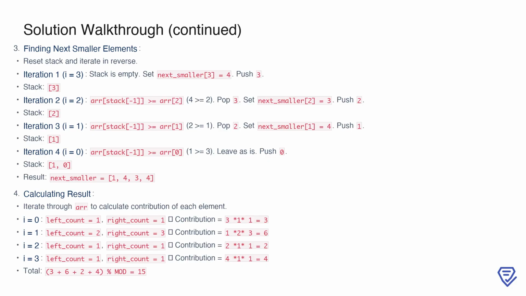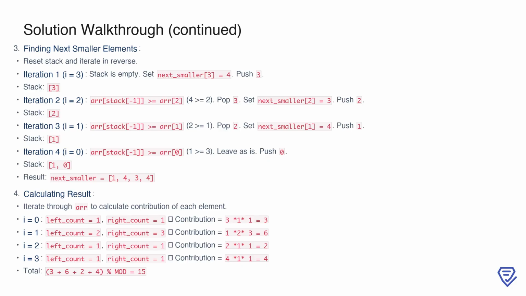For i equals 0, left_count equals 1, right_count equals 1, so the contribution is 3*1*1 equals 3. For i equals 1, left_count equals 2, right_count equals 3, giving a contribution of 1*2*3 equals 6. For i equals 2, left_count equals 1, right_count equals 1, so the contribution is 2*1*1 equals 2. Finally, for i equals 3, left_count equals 1, right_count equals 1, resulting in a contribution of 4*1*1 equals 4.